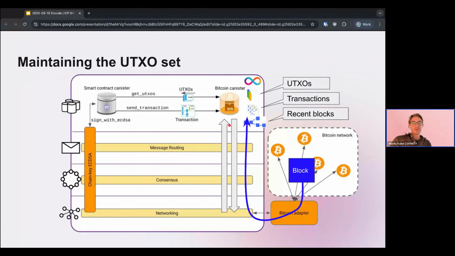As you can see, this is something that is probably not possible on any other chain because the storage capabilities are just not there. But on the IC, we have 500 gigabytes of storage per canister. So Bitcoin could grow five times as much, and it would still work.